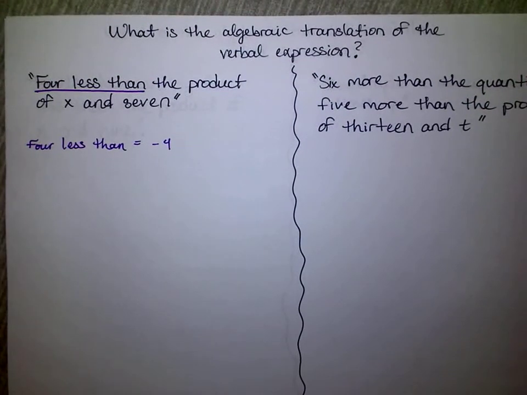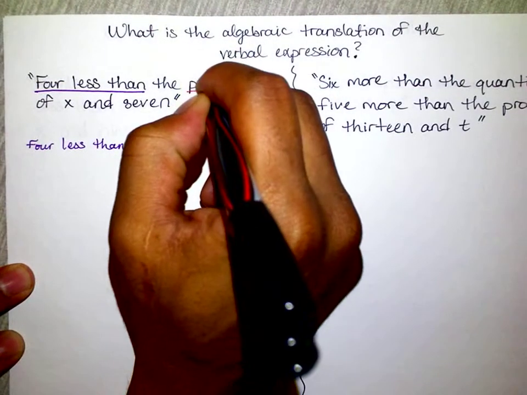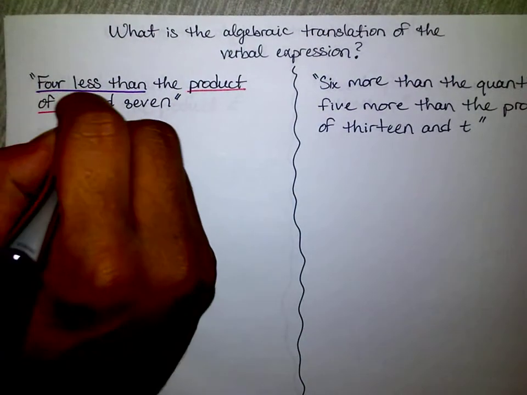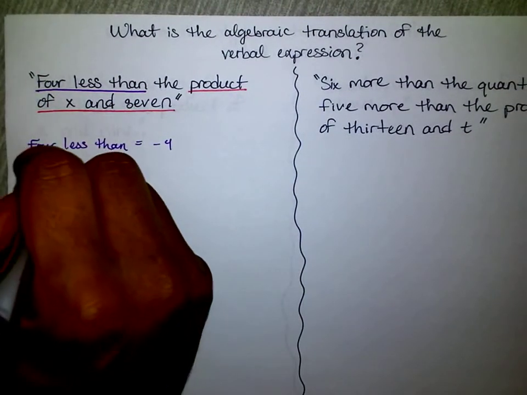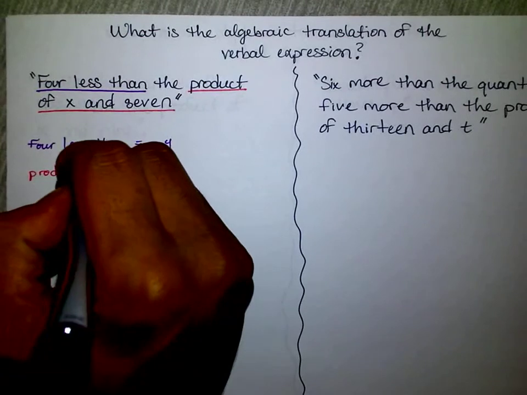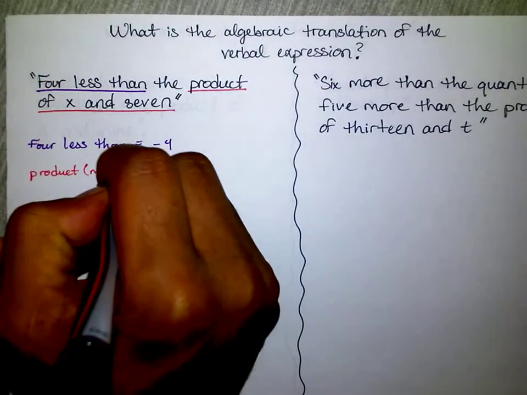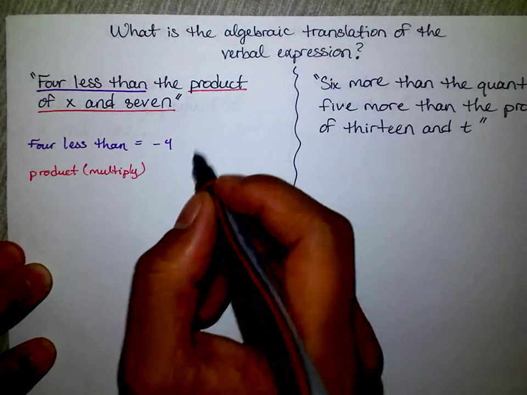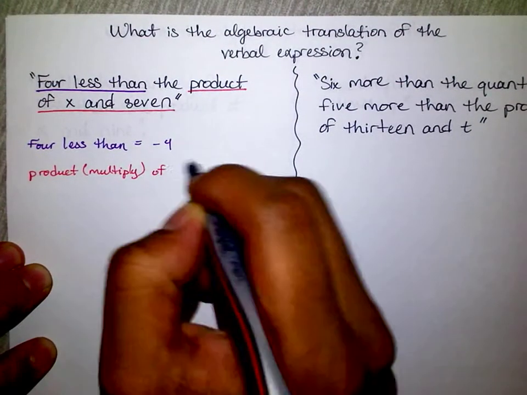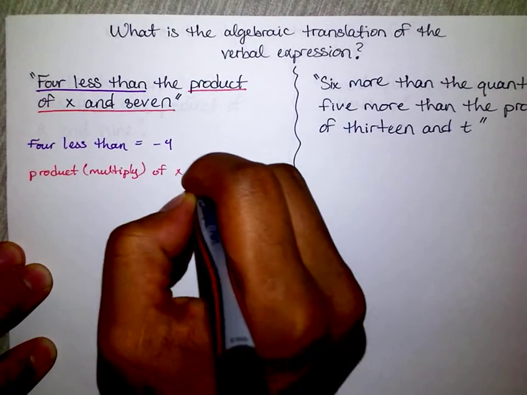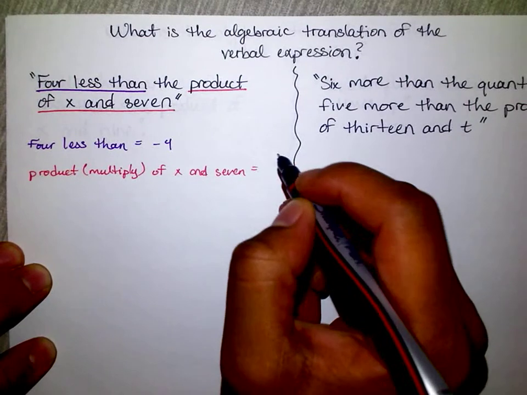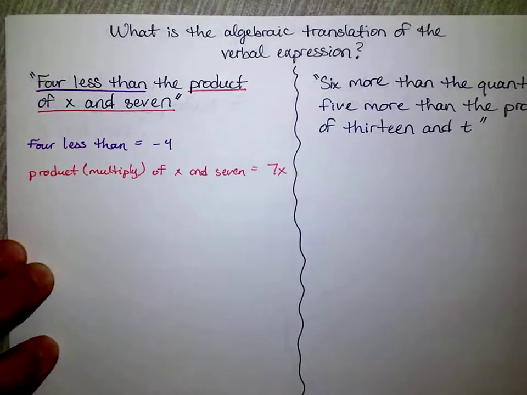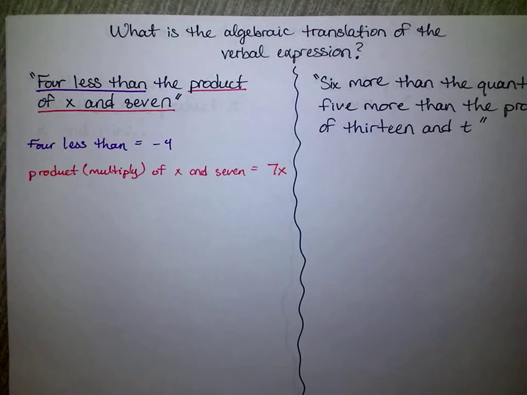Now, the next part I want to go ahead and identify says the product of x and 7. I can represent that. Product means multiplication. Multiply. Okay? And it says of x and 7. So we're going to simply just write 7x. So now we need to figure out how to put these things together.